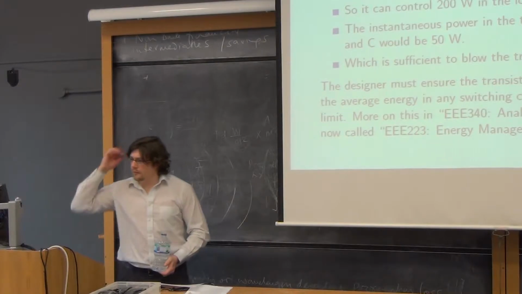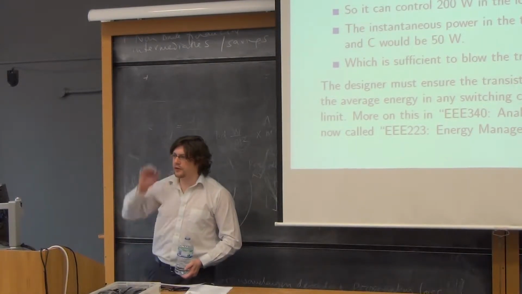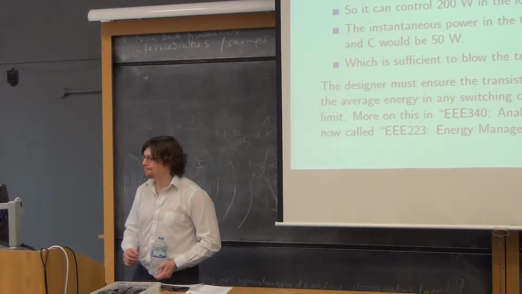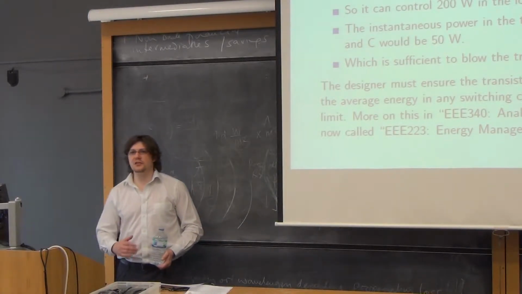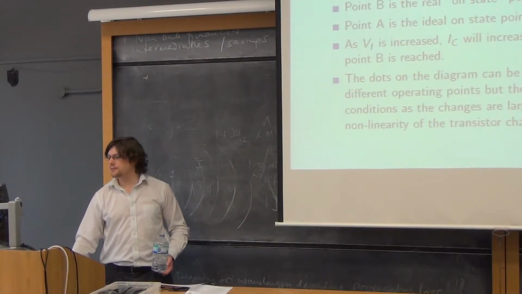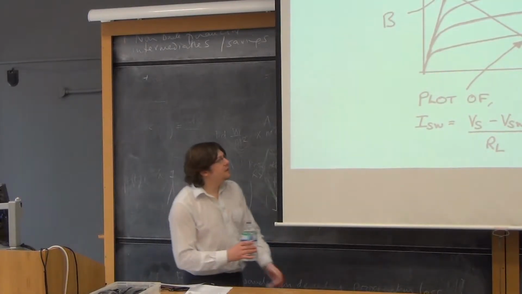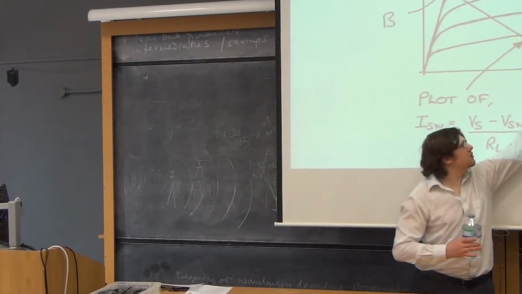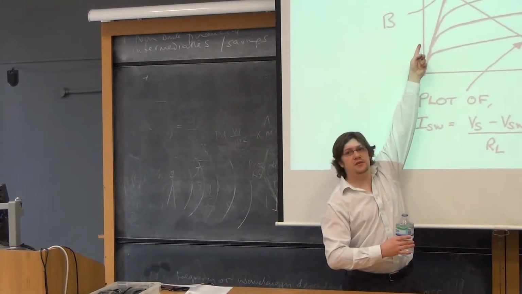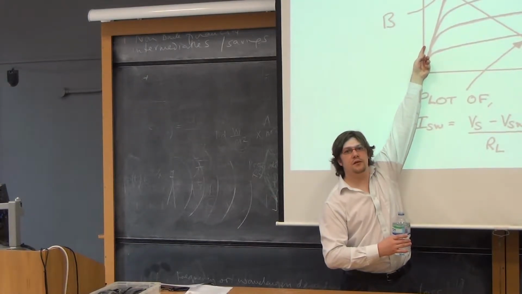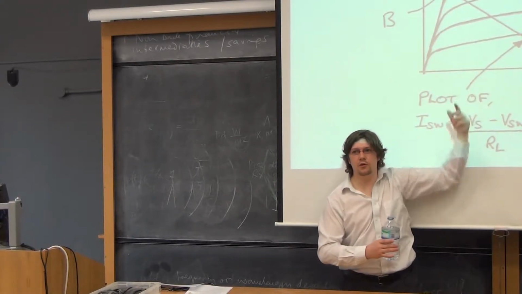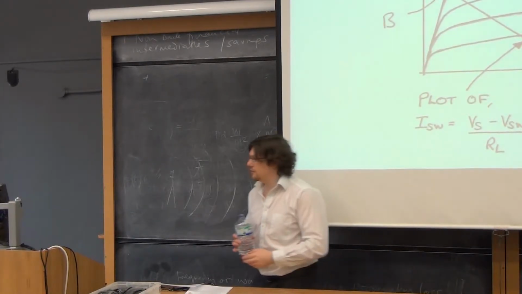So we've got 2 amps and 100 volts. So in principle, we can control 200 watts, assuming there is no losses in the transistor. So the instantaneous power halfway between B and C could be 50 watts. This must be 0 watts because we've got 100 volts and no amps. This is 2 amps and no volts, so nothing there either. But somewhere in the middle we've got half of each, so a quarter overall. So that's how the 50 appears.